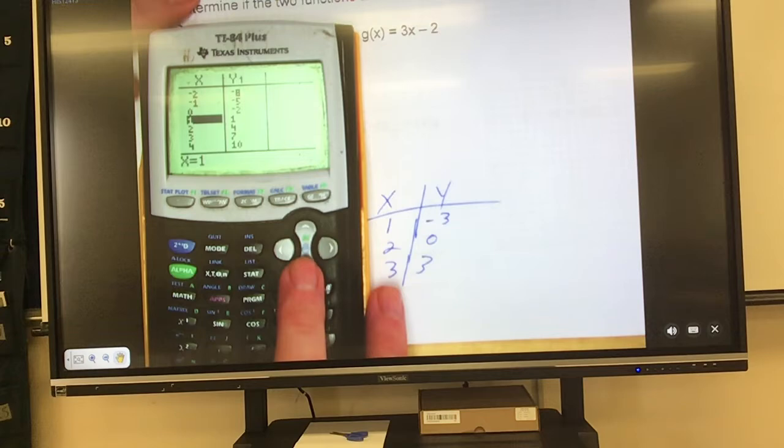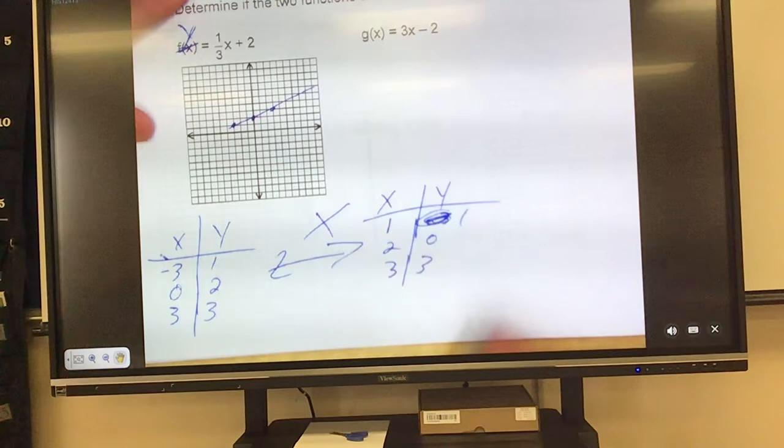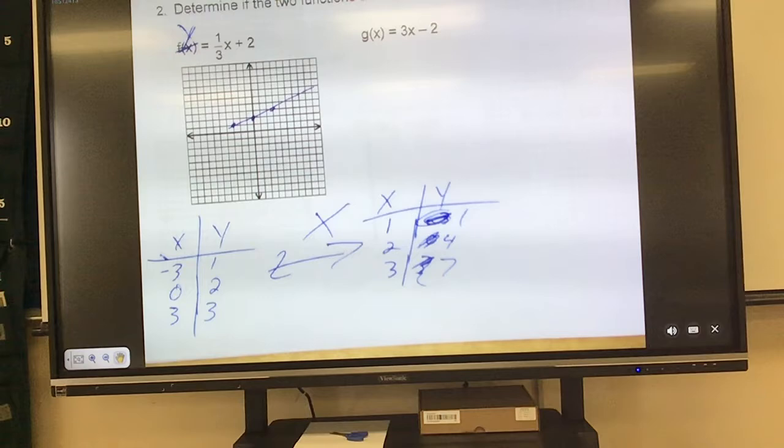So this is not it, I can stop there. These two are not the same, because this one here would be a 1, this one at 2 is 4, and 3 is 7. So this one is clearly not an inverse. These two are not inverses, so no. Okay, flip it.